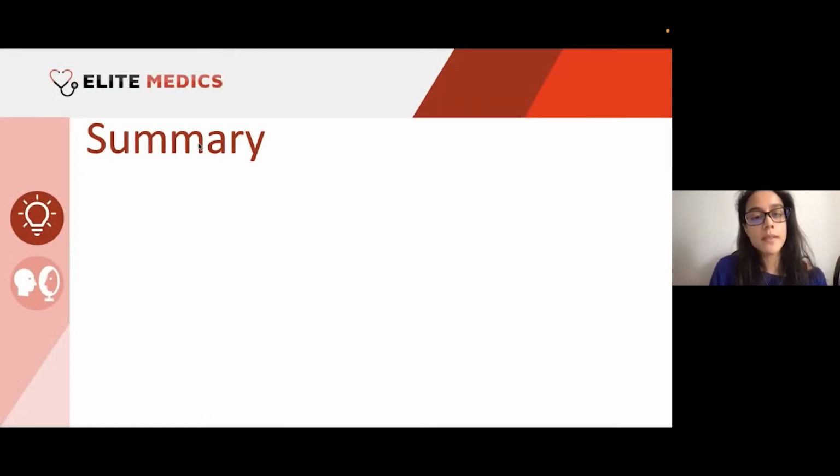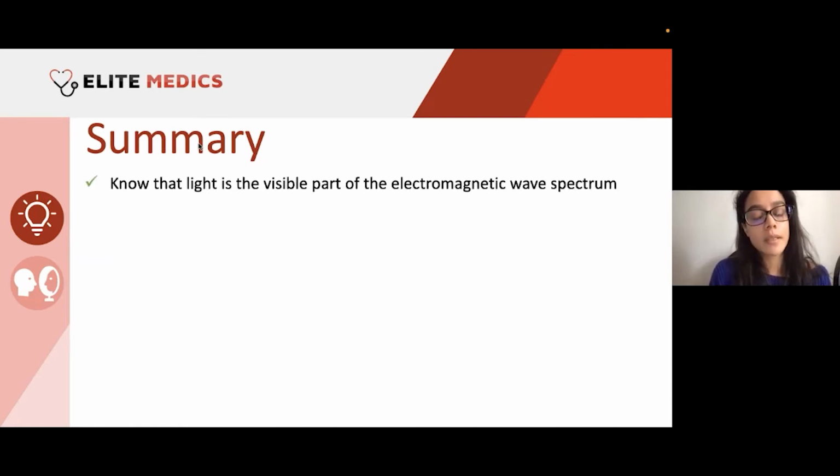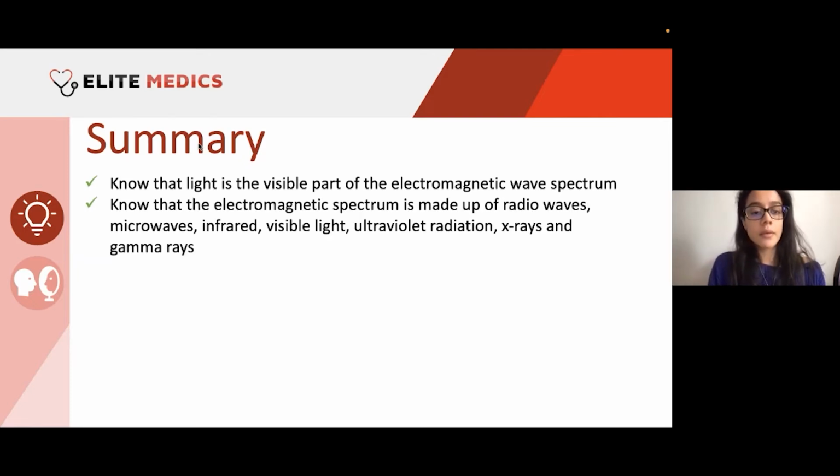Okay, so let's summarize and then we'll have a short break. So we know that light is part of the visible light part of the electromagnetic wave spectrum. It's called visible light because we can see it with our own eyes. We know that the electromagnetic spectrum is made up of all of these different types of waves.